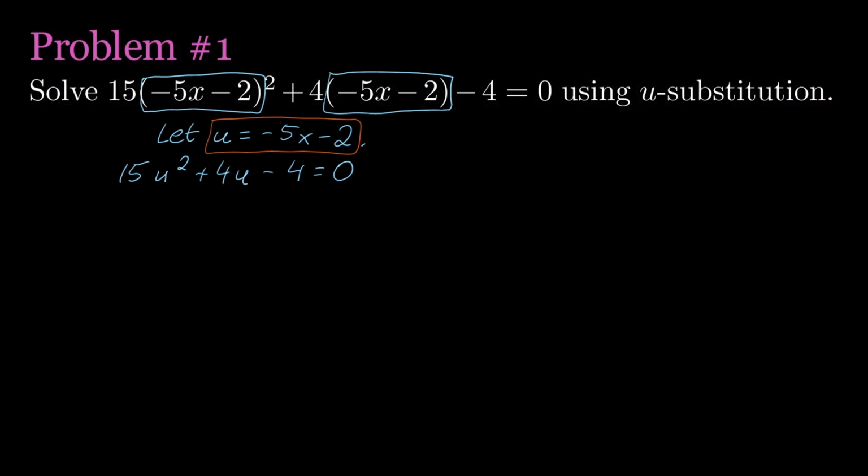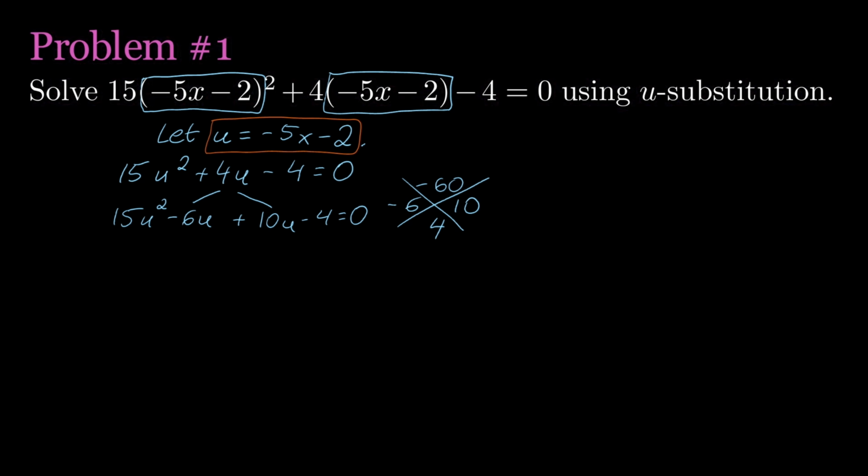This is a quadratic equation that we solve for u. Let's check quickly if it is factorable. 15 times negative 4 is negative 60, so we try to present the number negative 60 as the product of two numbers that add to 4. It appears that negative 6 and 10 will do it. They multiply to negative 60 and they add to 4. So we can split our middle term into minus 6u plus 10u, and rewrite the rest, 15u squared and minus 4 equals 0.